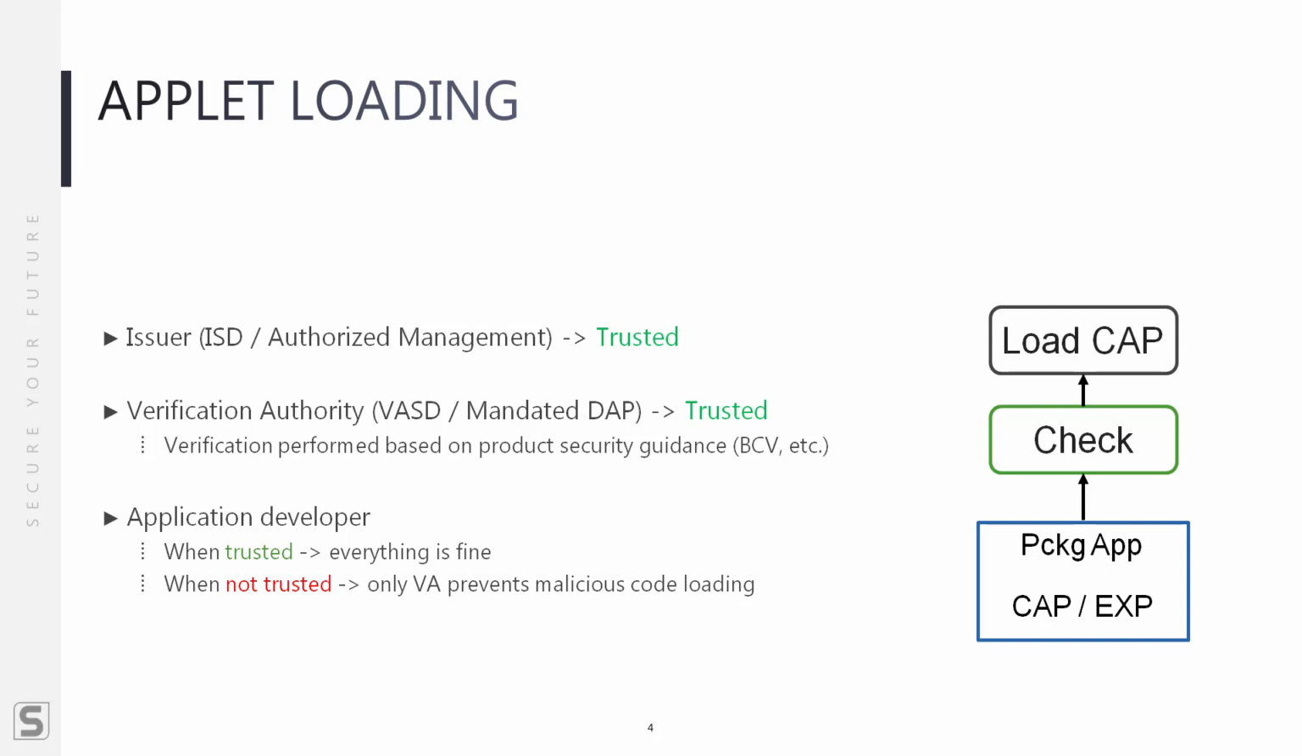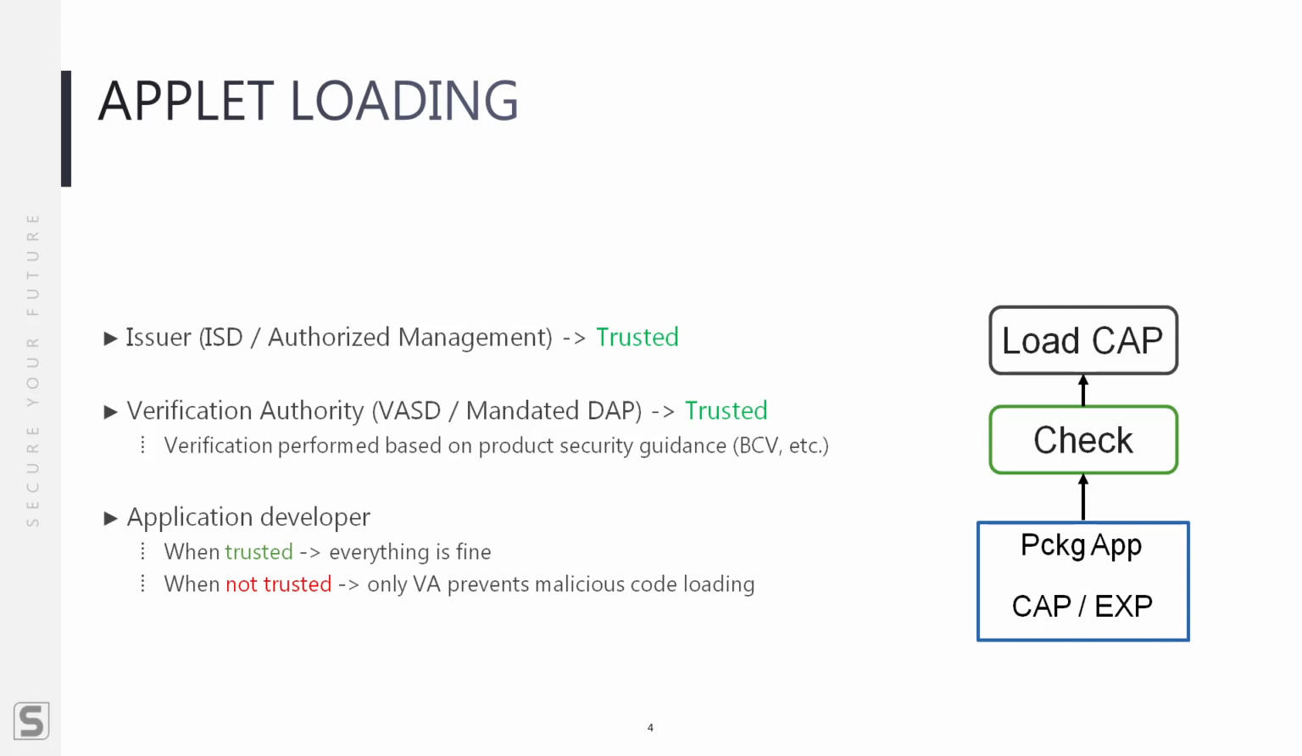Several entities are involved when a new application is loaded in a Java card product. We first have the issuer of the card. He is fully trusted as he is the owner of the card and he can load new applications as he has authorized management rights, which is defined by GlobalPlatform.